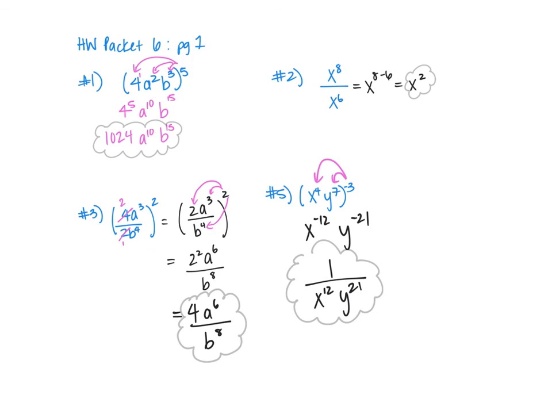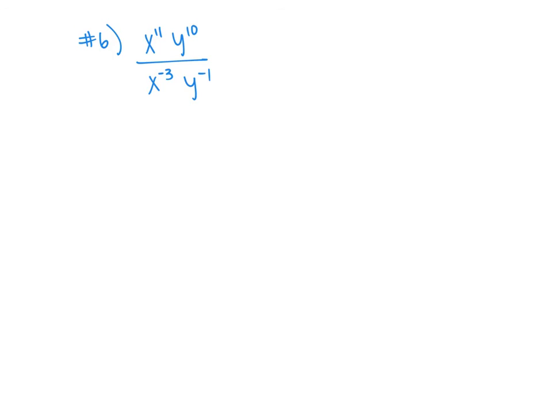All right, let's do number 6 together, and that'll be it. Okay, so here I have a fraction going on, and I have x's and y's. So what we are going to do is we have to divide the x's and y's, right? So I like to do this one at a time. So I'll focus in on the x's first. If I were to divide the x's, I have to subtract the exponents. So this is really saying 11 minus negative 3. And then if I were to do the y's, I would have to subtract the exponents on the y's. So this is going to be 10 minus negative 1.